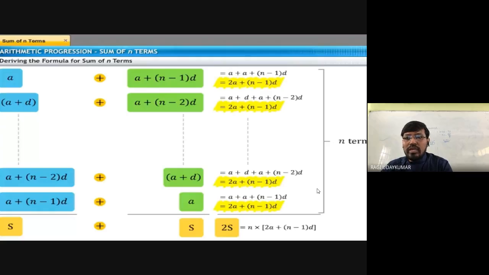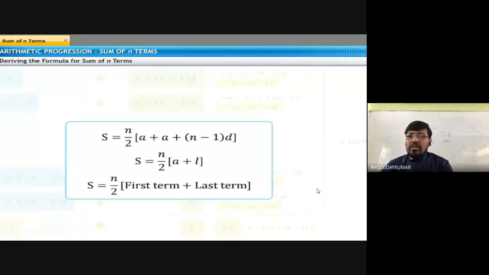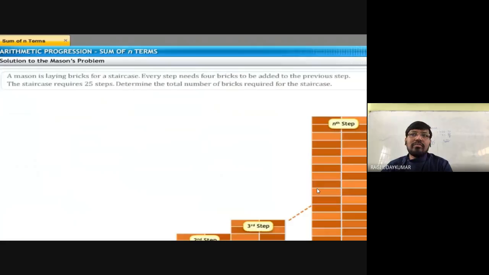So S equals n by 2 of (2a plus (n minus 1) into d). This is the formula for the sum of n terms of an arithmetic progression. Or you can write it as n by 2 of (a plus l), where a is the first term and l is the last term, because the same 2a plus (n minus 1) into d can be written as a plus a into (n minus 1).